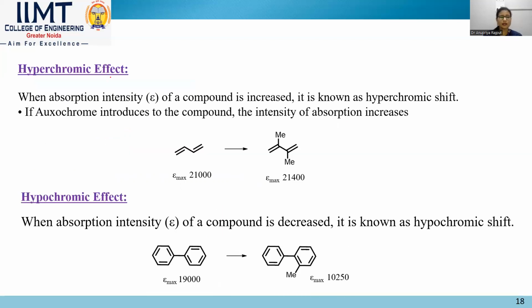When we're talking about intensity, if the auxochrome increases the intensity, it is called the hyperchromic shift, and if it decreases the intensity, it is called the hypochromic shift. Here in the diene, an auxochrome is introduced so the intensity increases. In biphenyl, when we introduce an auxochrome, the intensity decreases.